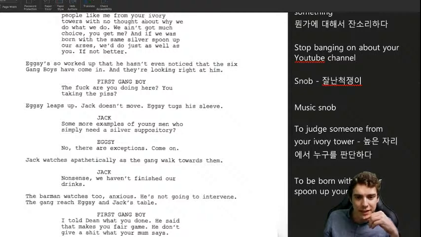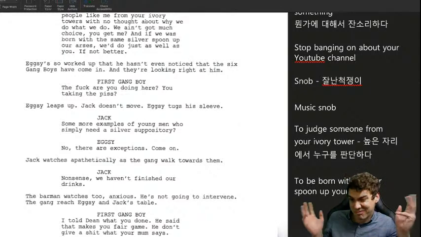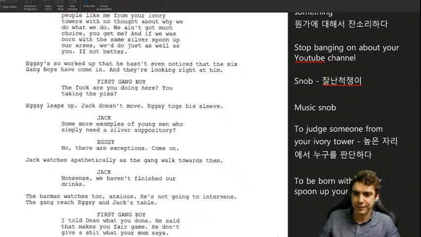You get me. 금수저. Okay, 금수저. Okay, thanks. Yeah, I don't know why they don't say golden spoon, but I guess people from higher class families seem to use silver spoons, not gold spoons. I don't know why. Anyway.